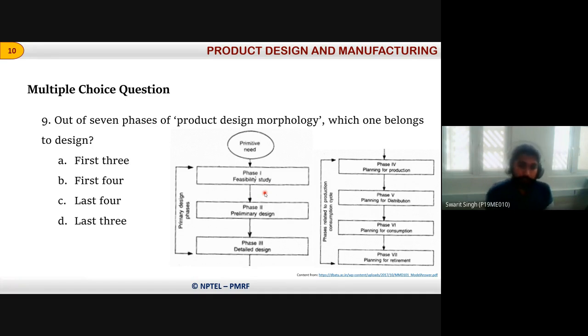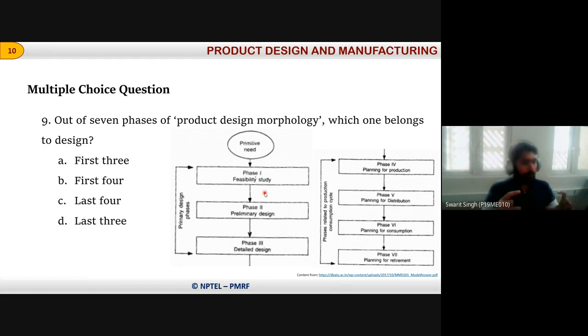Then in the next phase, we prepare a preliminary design. It may be using some computer aided designing tool, or maybe some prototype kind of thing we prepare, which shows that yeah, this is how our typical product will look like. Then we go for the detailed designing. Based on the primary design, we do some analysis, and if there is any shortcoming, we rectify it further, and then we prepare a final design, which is a detailed design.